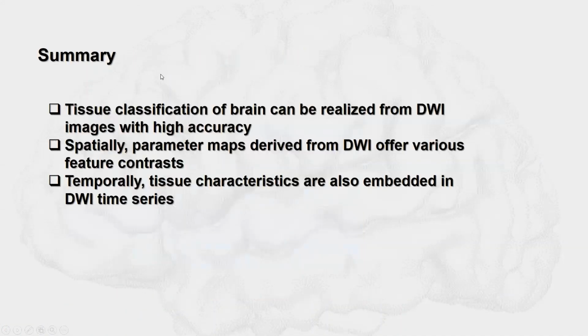Okay, so in summary, tissue classification of the brain can be realized from DWI images with high accuracy. Especially, parameter maps derived from DWI offer various feature contrasts. And temporally, tissue characteristics are also embedded in the DWI time series. So these features are good for segmentation using the DWI images.